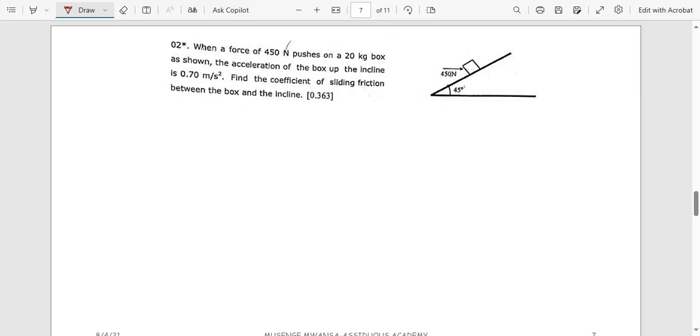When a force of 450 newtons pushes on a 20 kg box as shown, the acceleration of the box up the incline is 0.70. Find the coefficient of sliding friction between the box and the incline. The answer is here, so we need to confirm that. So first things first, understand the forces acting on this object. You are going to have a downward force, that's the weight. And then we have got a force of 450 that is applied.